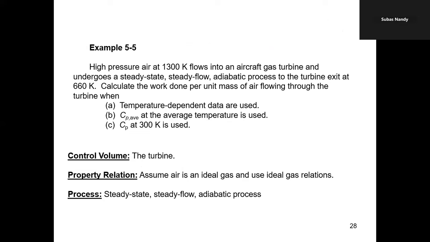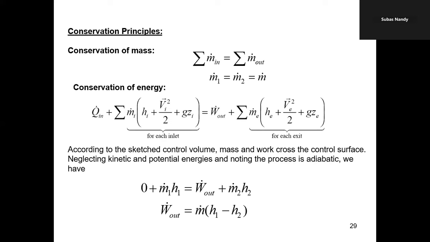Example: high pressure air at 1300 Kelvin flows into an aircraft gas turbine and undergoes a steady state, steady flow adiabatic process to the turbine exit at 660 Kelvin. Calculate the work done per unit mass of air flowing through the turbine when the temperature dependent data are used. In part B, Cp average at the average temperature is used, and Cp at 300 Kelvin is used. What is our control volume? The turbine. Property relation: assume air is an ideal gas and use ideal gas relations. Process: steady state, steady flow, adiabatic process.